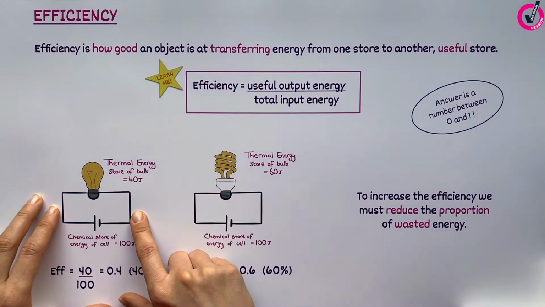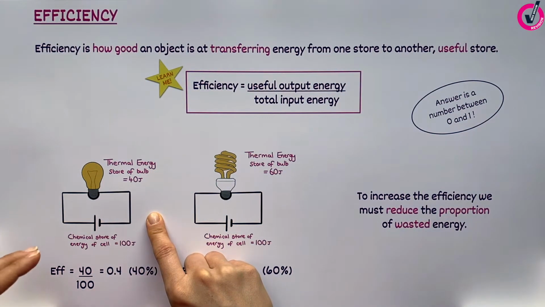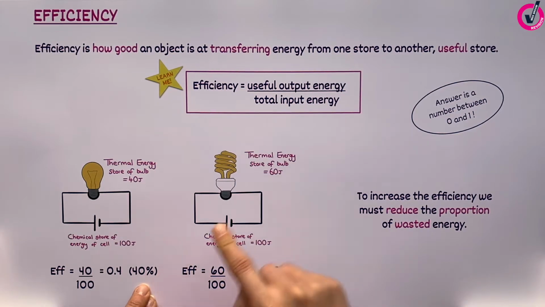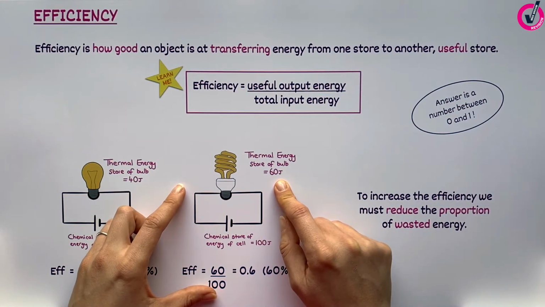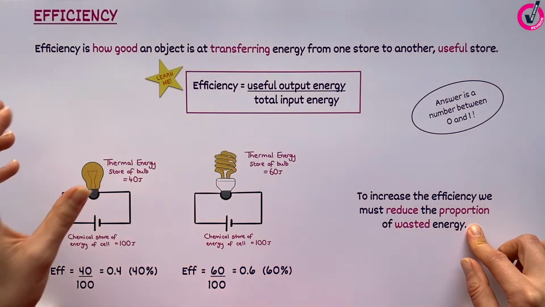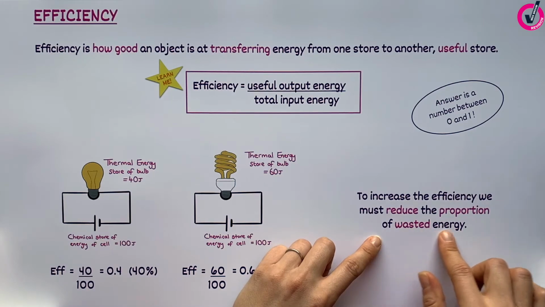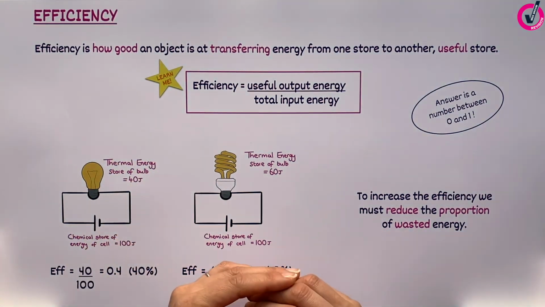The old-fashioned style filament bulb transfers 40 joules into useful energy, which is an efficiency of 40 divided by 100, 0.4 or 40%. The energy-saving light bulb, in comparison, converts 60 joules into useful, so it has a higher efficiency of 0.6 or 60%. To increase the efficiency of a transfer, we need to reduce the amount of wasted energy for the same input amount. And we've just talked a few minutes ago about common ways to do that.